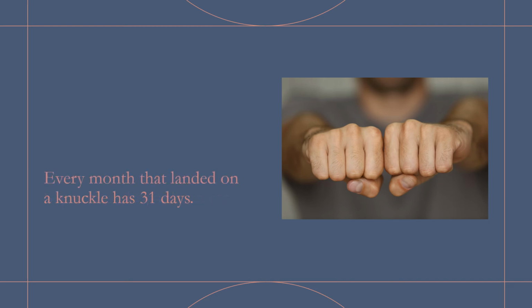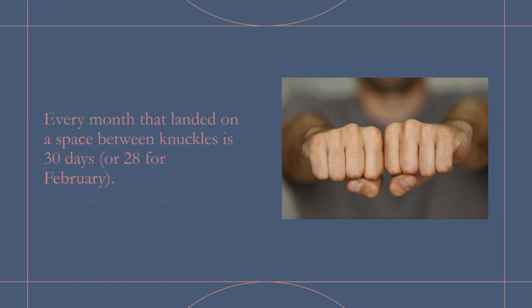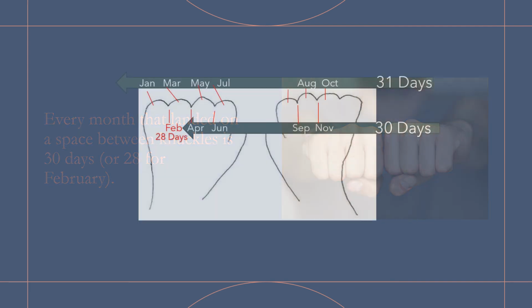Every month that landed on a knuckle has 31 days, and every month that landed on a space between the knuckles is 30 days, or 28 for February. This graphic demonstrates the knuckle method.